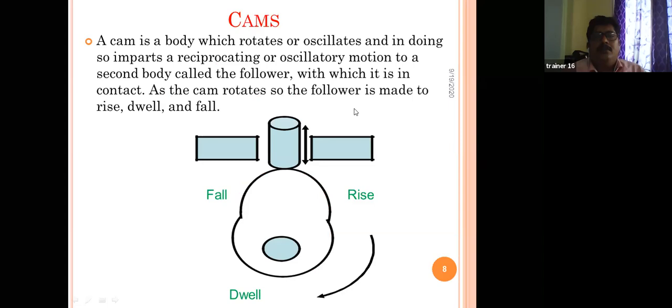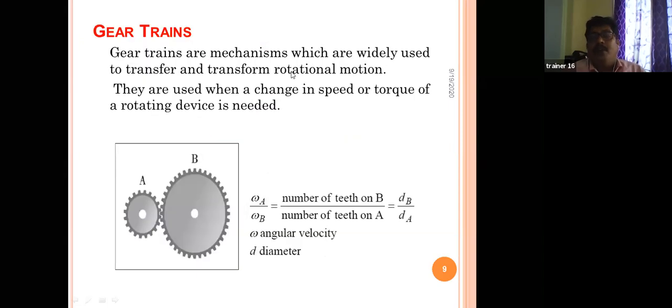And next one, gear trains. I think all of you know gear trains, right? Gear trains are mechanisms which are widely used to transfer and transform rotational motion. Transfer and transform, that means changing the speed. That means a change in speed or torque of a rotating device.